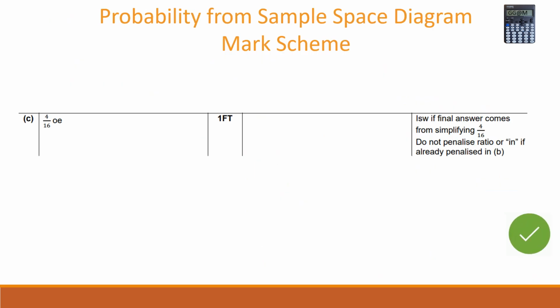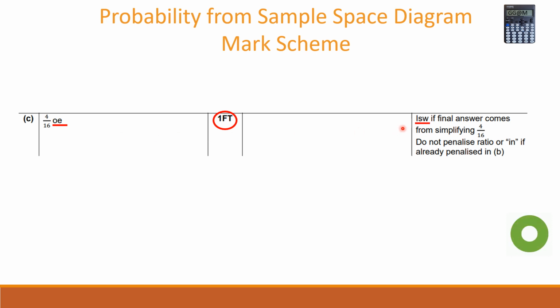The mark scheme on this question shows that there's 1 mark. FT means follow through. So the answer you got in part A from doing the sample space diagram on your table, if you just worked out the numbers which are the same for your values, then you would get a follow through mark. The answer should be 4 over 16. OE means or equivalent.